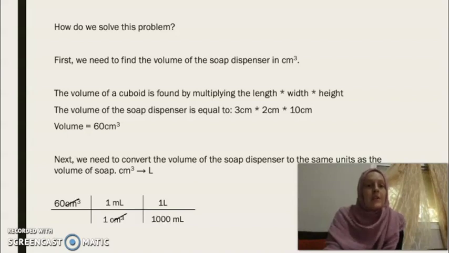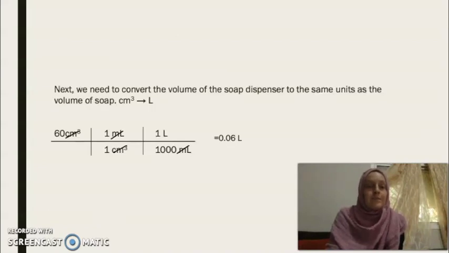Then we want to convert to liters, which is the unit that we want. In order to do this, we need to use a conversion factor. We know that 1,000 milliliters is equal to 1 liter, so we will use that conversion factor to get our answer in liters. Okay, when we do that, we end up with 0.06 liters as our answer. What this means is that each time we refill the soap dispenser, it will require 0.06 liters of soap.